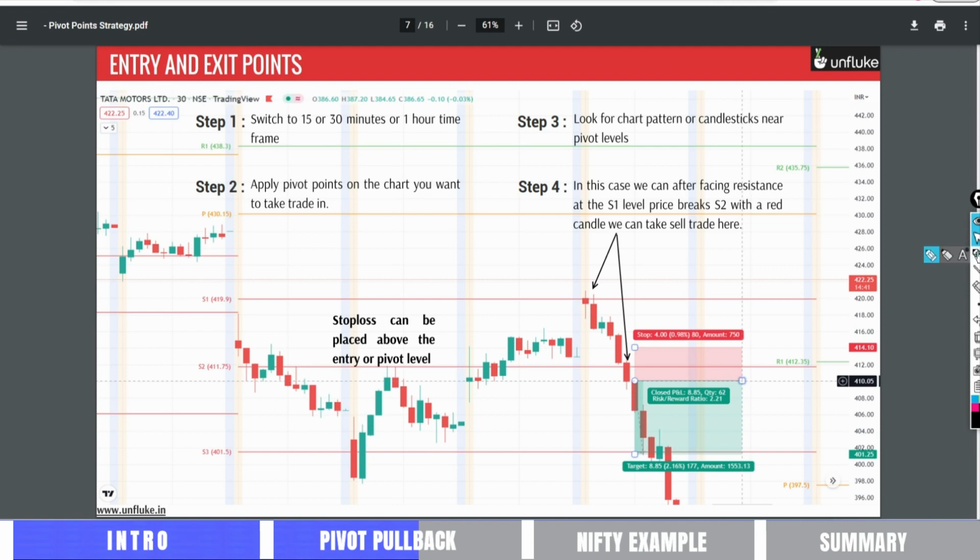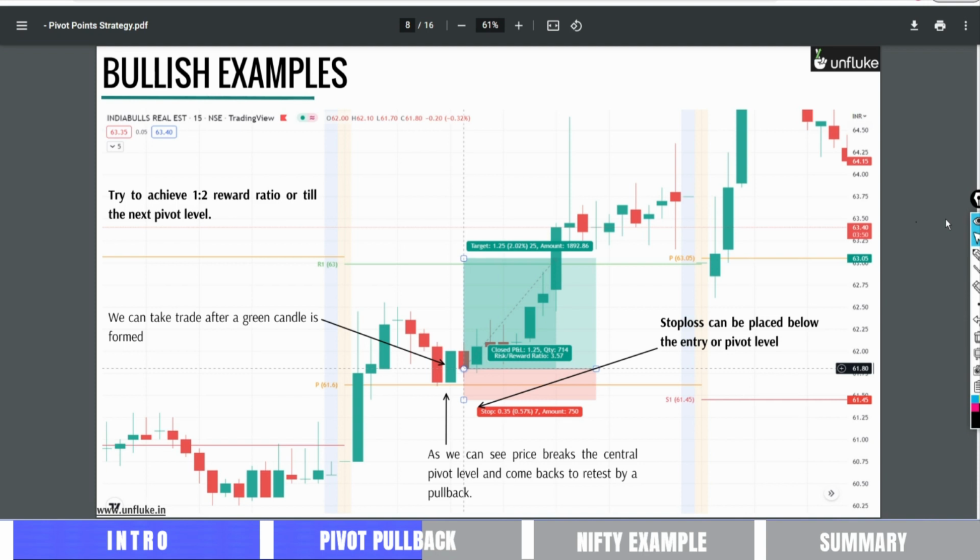Today I just want to focus more on the reversal trades first. So let's take one more example of a reversal trade. I'm showing you a bullish example now. So see this, it clearly broke the first pivot point, the pivot point.